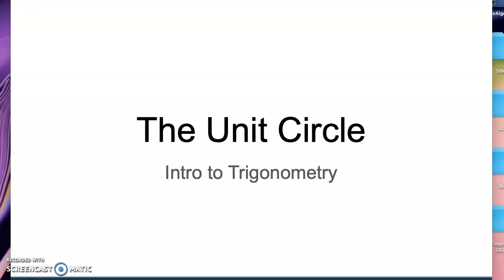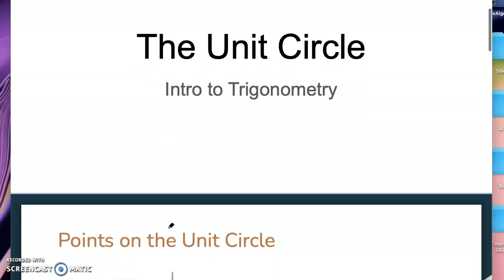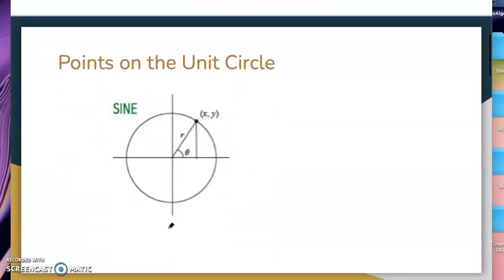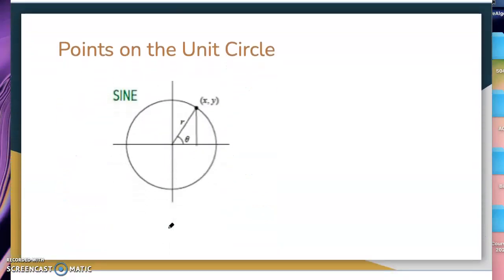Today we're going to discuss how to take what we've already learned about trigonometry and angle measures and relate that to the unit circle. So the first thing we want to think about is this definition of unit circle. The unit just means a radius of 1 unit.